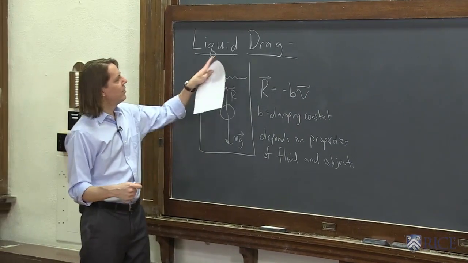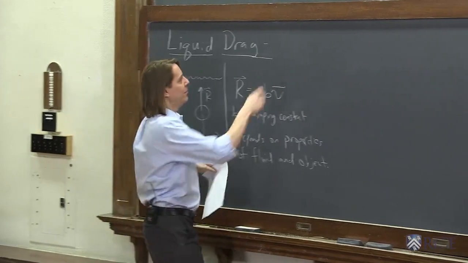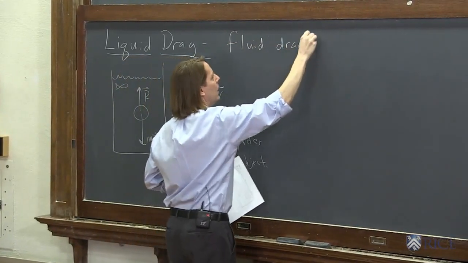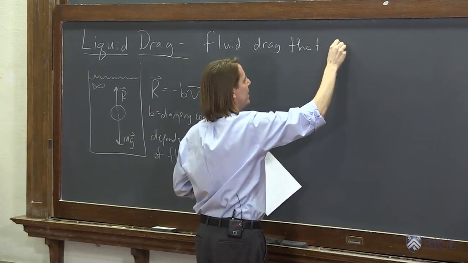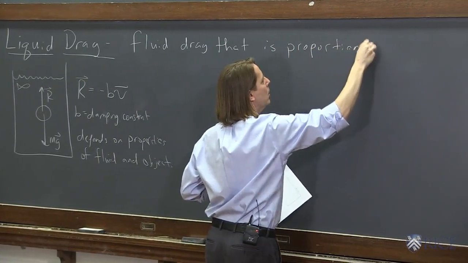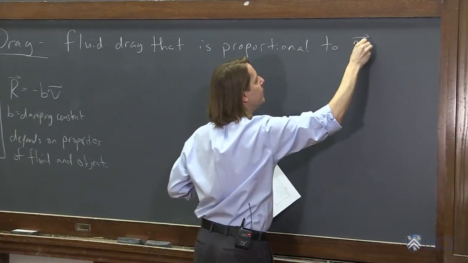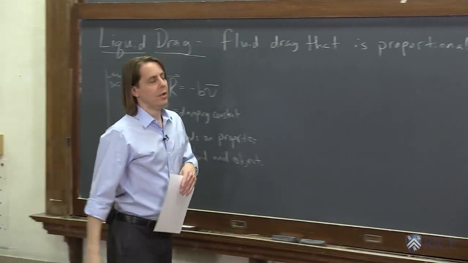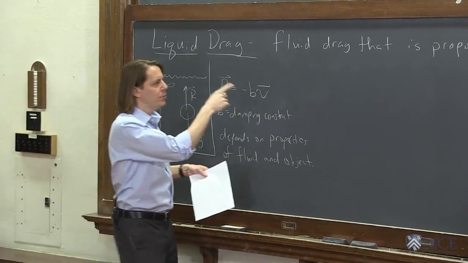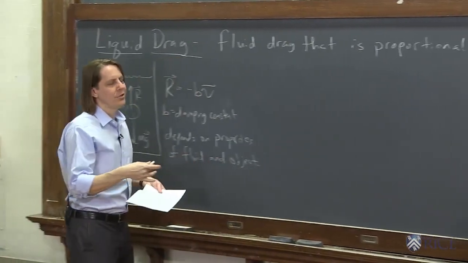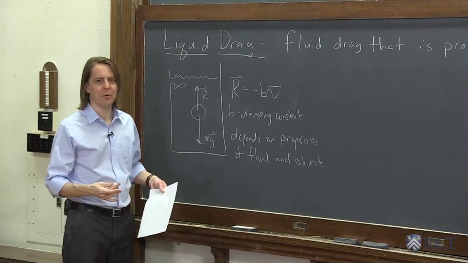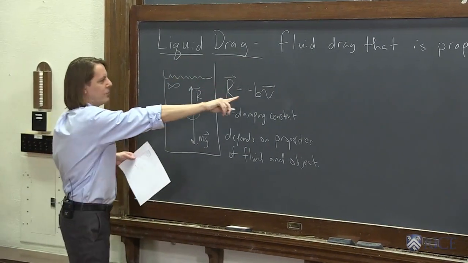So what you'll notice is liquid drag is different from air drag. Basically, they're both fluid drags, but this is a fluid drag that is proportional to v, to the velocity. One is proportional to v squared, the air drag. This one is proportional just to v, and that's really just because fluid drags are very complicated, and they depend heavily on the properties of the fluid. So for these, it just goes as minus bv.